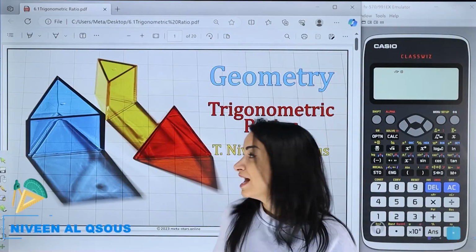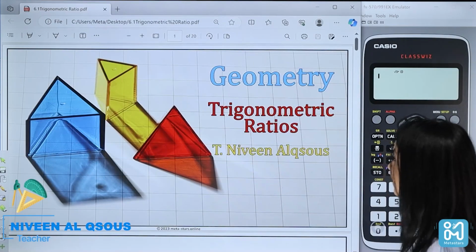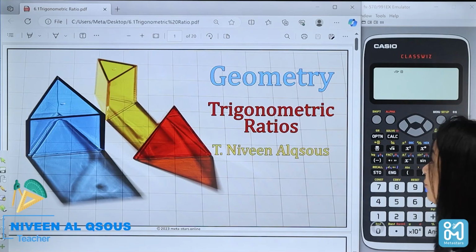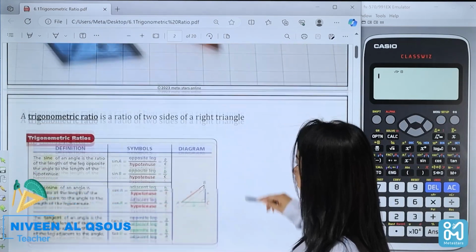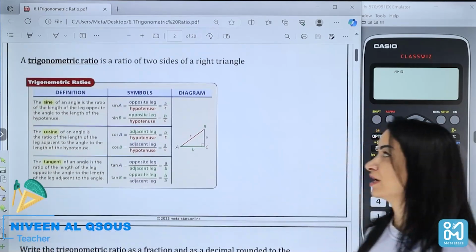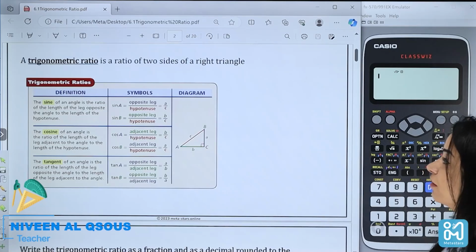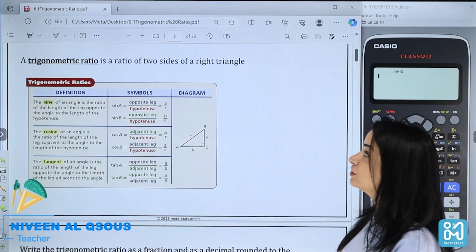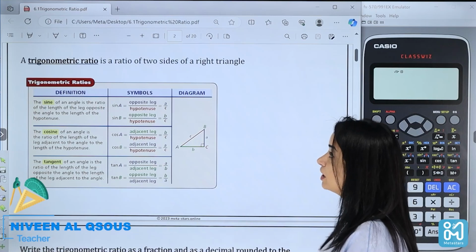Hi everyone. In this video, we will explain a trigonometric ratio. So what is the trigonometric ratio? It's a ratio of two sides of the right triangle.